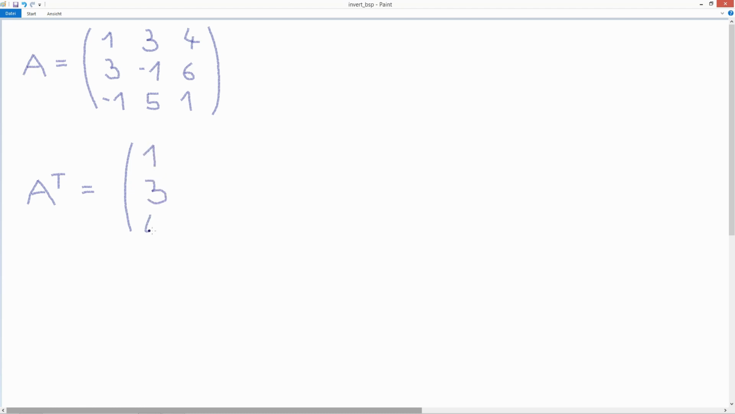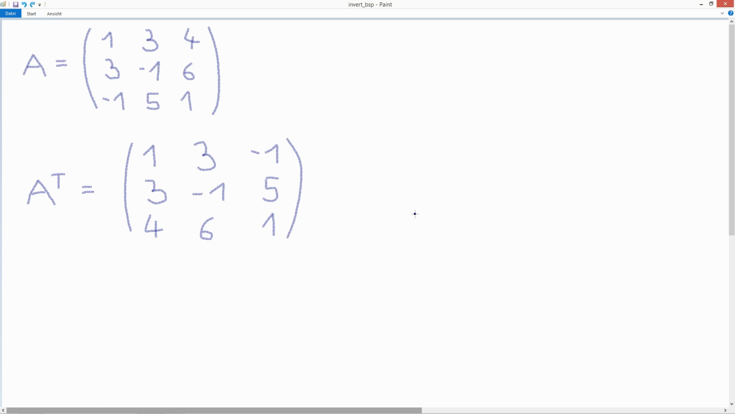Three over 3 plus 1, 6 minus 1, 5, 1. So we have put the first row of A in the first column, the second row in the second column, and the third row in the third column.